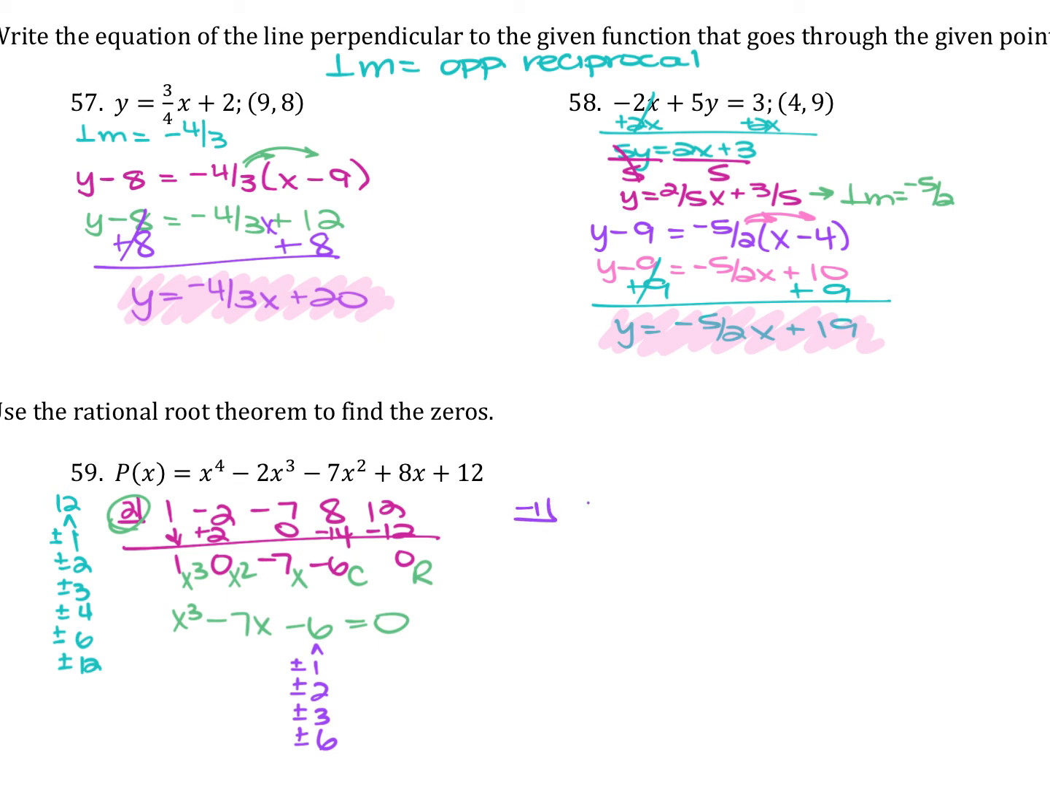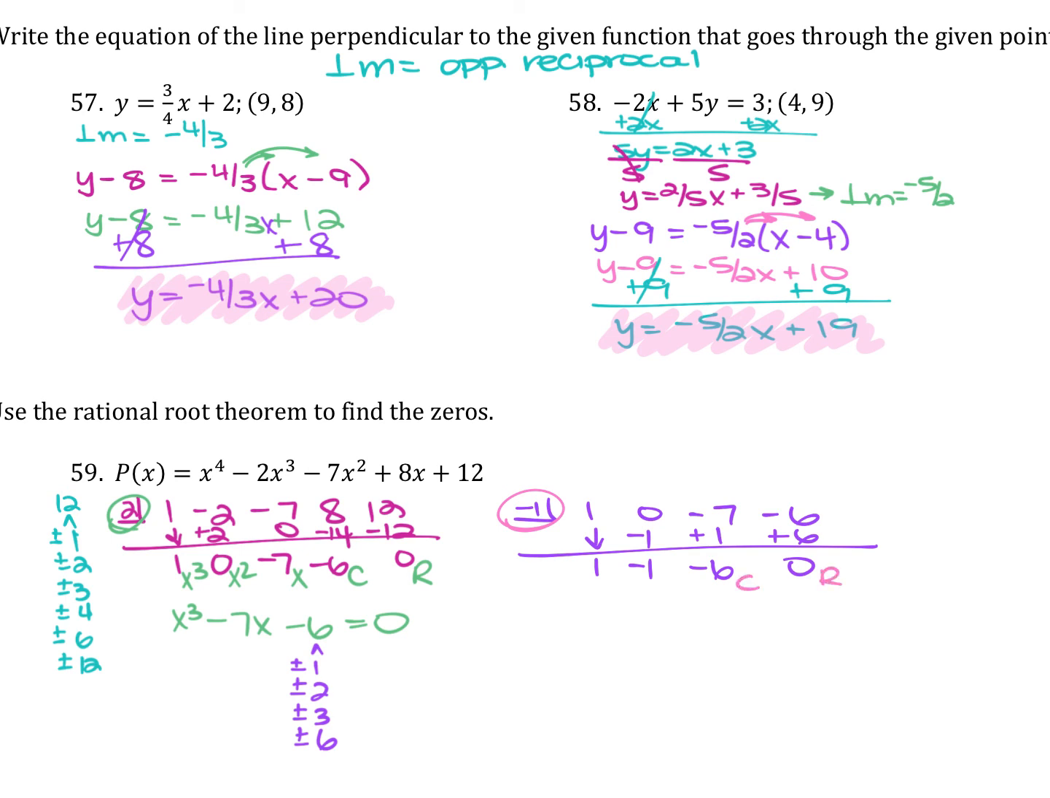we're going to do negative 1 with 1, 0, negative 7, and negative 6. 1 drops down. 1 times negative 1 is negative 1. 0 minus 1 is negative 1. Times negative 1 is positive 1. Plus negative 7 is negative 6. Times negative 1 is positive 6. Plus negative 6 is 0. So this is also a solution for negative 1. Your remainder would be 0.